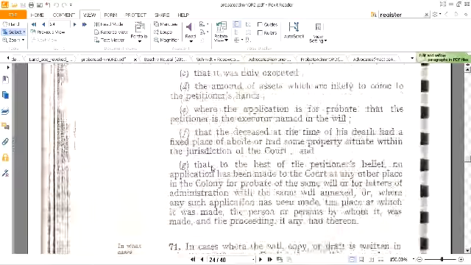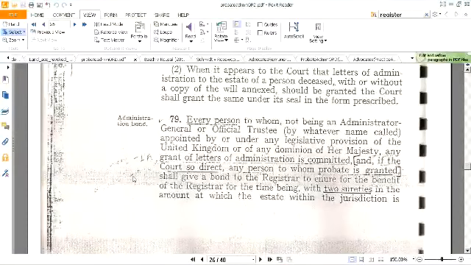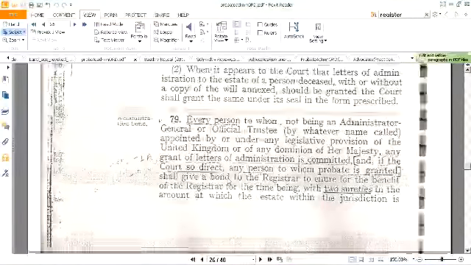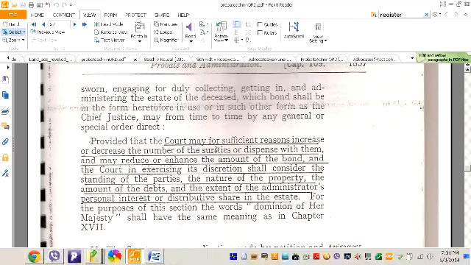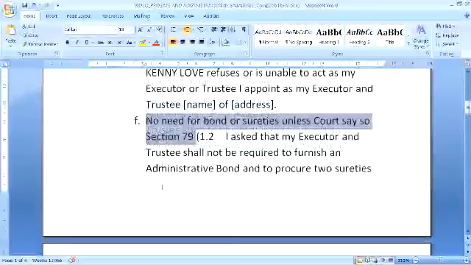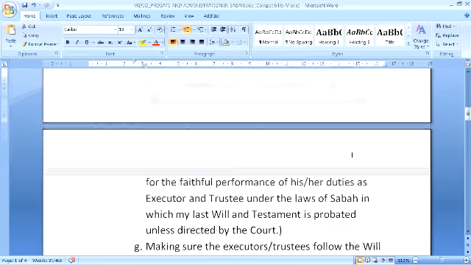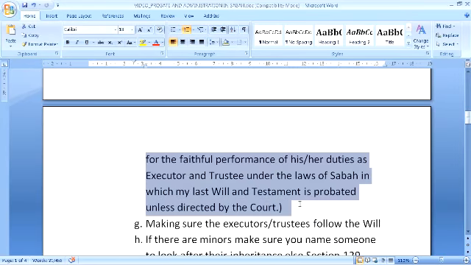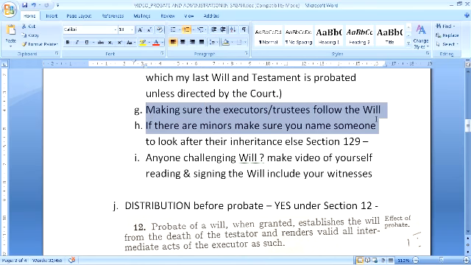Now, looking at this administration bond. Even though you have a will, the court may ask you to provide a bond and two sureties. For letters of administration, those without a will, it's a must, but for those with a will, it's possible. So it helps if you put this clause in. You will tell the court that you do not require those things if the court says it's okay, unless it's directed by the court. You can put this in your will.